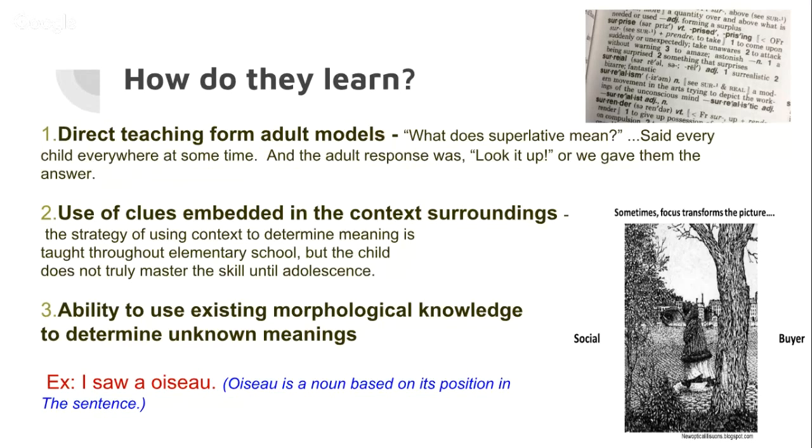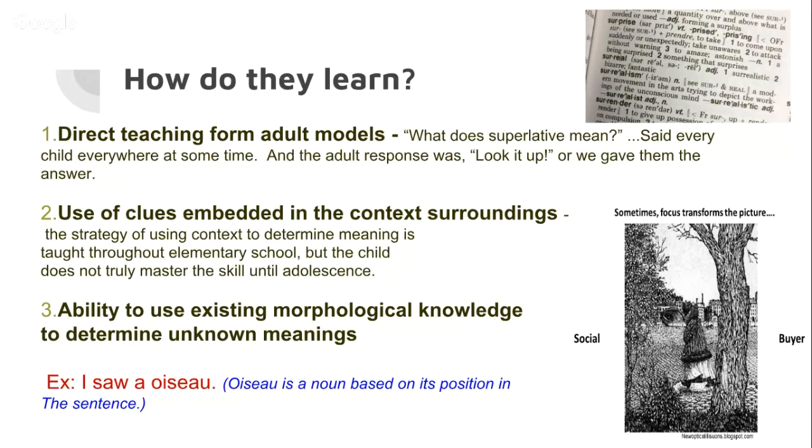Use of clues in embedded context. I talked a little bit about that in the Wilbur story. That often words that we don't know are embedded in a context with which we are familiar. So we use the context of what's happening to help us decode and figure out what this unknown is about. And then they use their existing morphological knowledge to determine what other words might mean. So I know based off of the position in the sentence if it is a noun, if it's an adverb, if it's an adjective, if it's a verb.